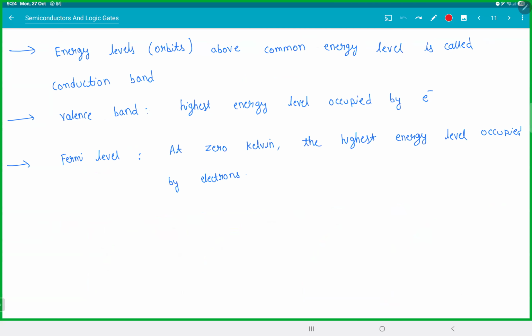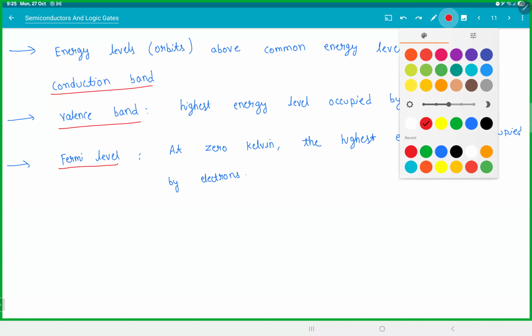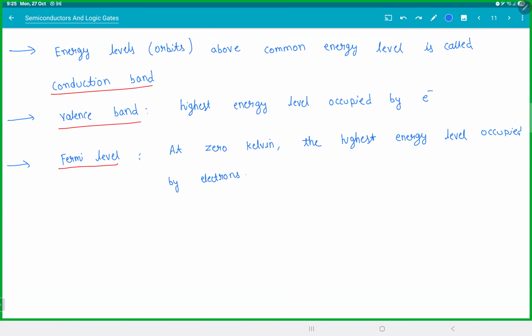Then here we also define something called a Fermi level. Again, another important thing. But remember, you will hear these words and not understand what is Fermi level and everything: valency band, conduction band, Fermi level. Fermi level is again nothing new. At 0 Kelvin, the highest energy level occupied by electrons is called the Fermi level. Basically, the valency band at 0 Kelvin is called the Fermi level. So technically, there is no difference between valency band and Fermi level at 0 Kelvin.